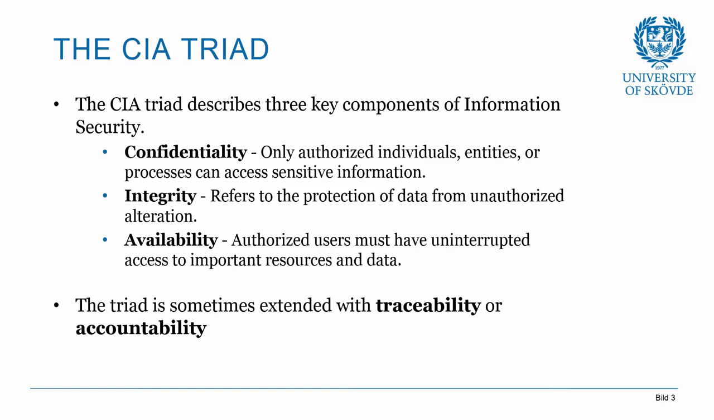Integrity refers to the protection of data from unauthorized alteration. We should be able to know that the data we receive is the data that was sent. We should know that stored data is not being altered, and so on and so forth. And availability refers to that authorized users must have uninterrupted access to important resources and data. So whatever we are trying to provide should also be available, and that's a fundamental security demand.